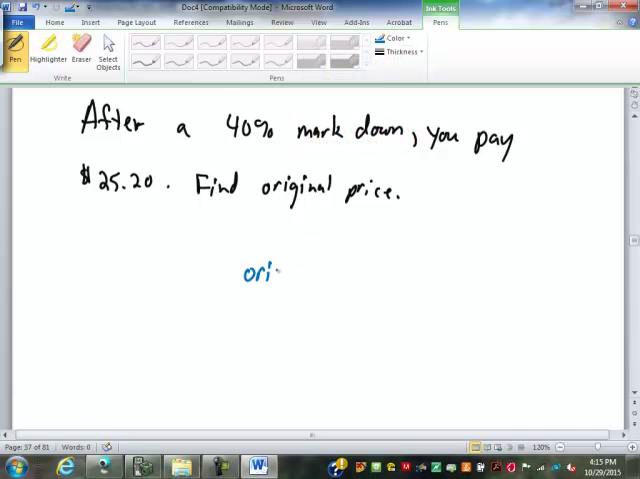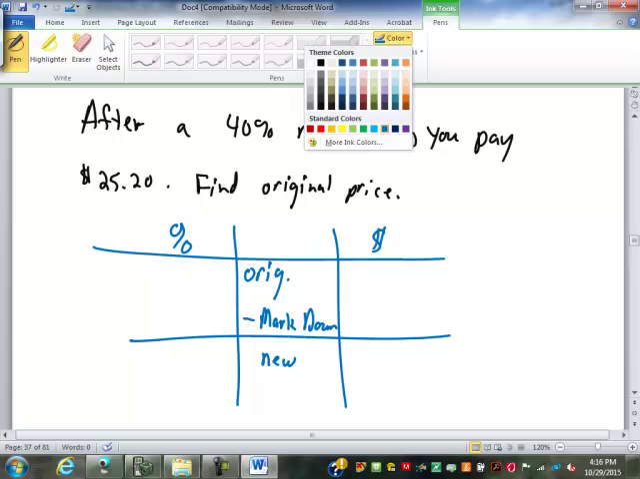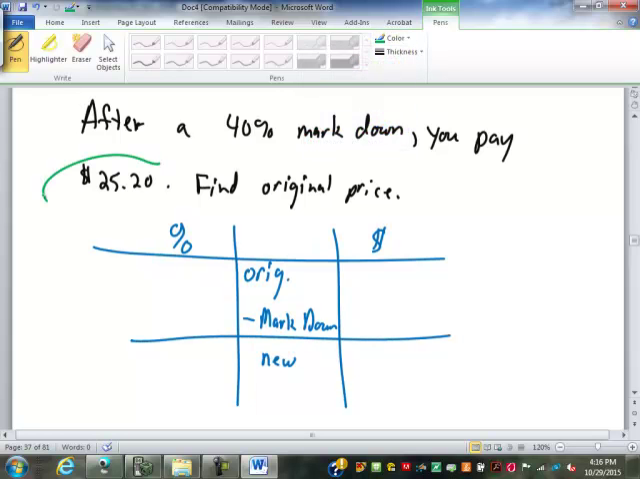So we have an original price. We subtracted a markdown or a discount or whatever you want to call it to get a new price or the amount paid or whatever you want to call that. As I said, the words don't matter. It's what they stand for that matters. And each item is described by percents and again by dollars. We got the 25.20. Where's that go? New price. That's what we paid after the discount or the markdown. The 40% goes markdown right here.